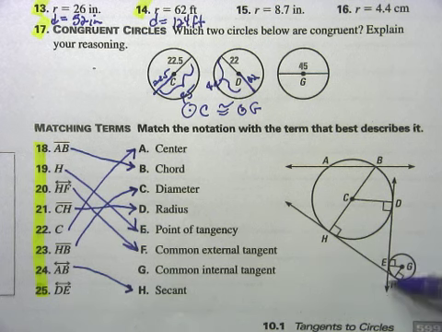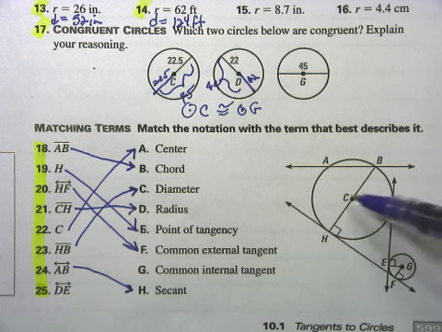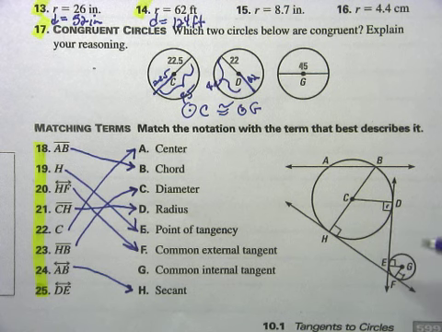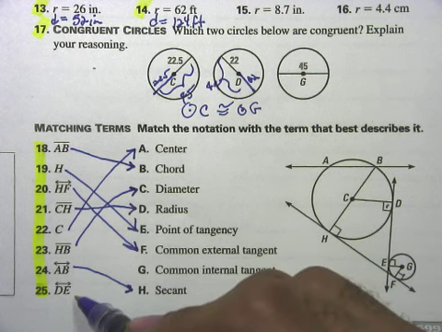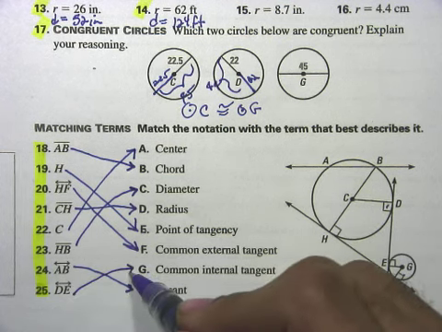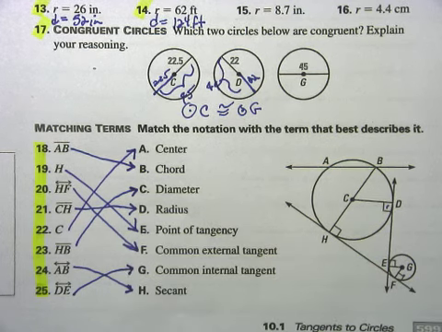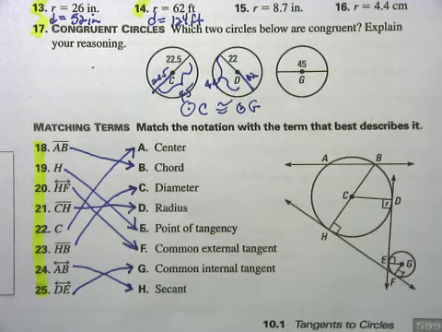And finally, it's obvious what number 25 is, line DE. Notice here that line DE is tangent to circle C, it's tangent to circle G, and it's going in between both the circles. So it is called a common internal tangent, which is letter G.